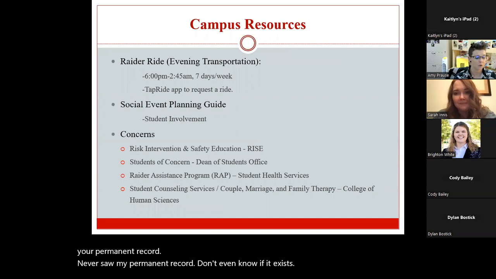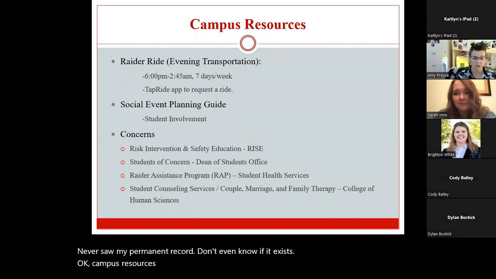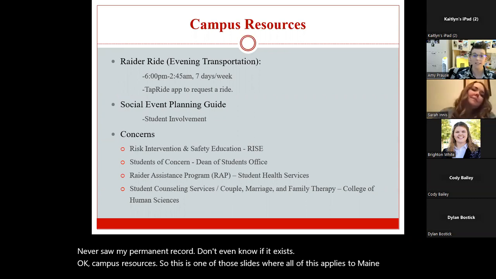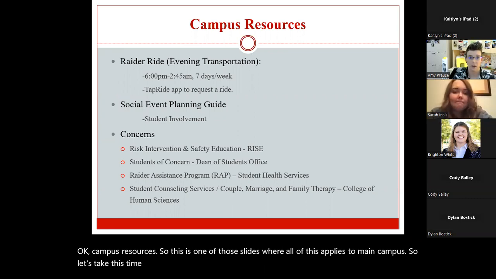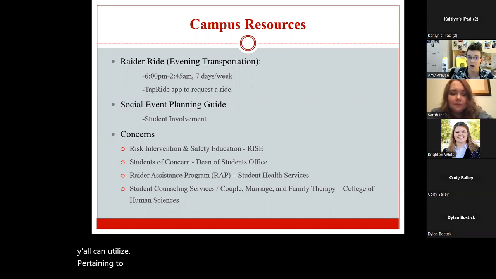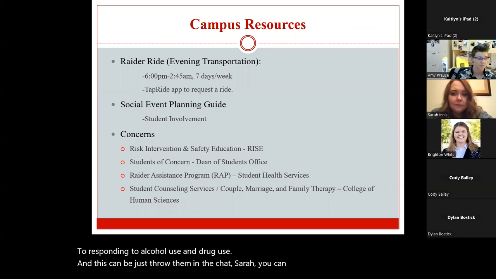Okay, campus resources. So this is one of those slides where all of this applies to main campus. So let's take this time and talk about what resources are available at y'all's campus that y'all can utilize pertaining to the safe use of alcohol, and to responding to alcohol use and drug use. And this can be just throw them in the chat. Sarah, you can have your input as well.